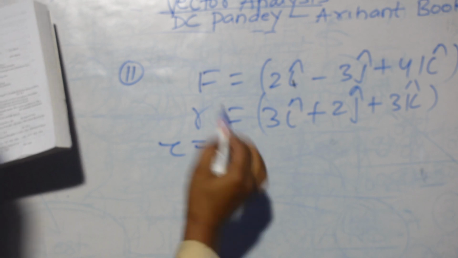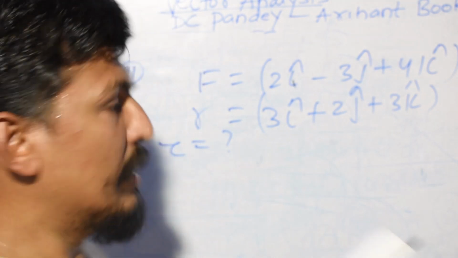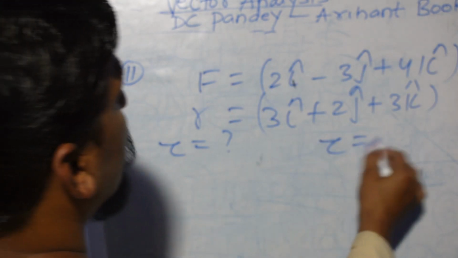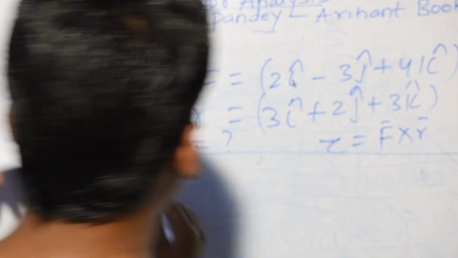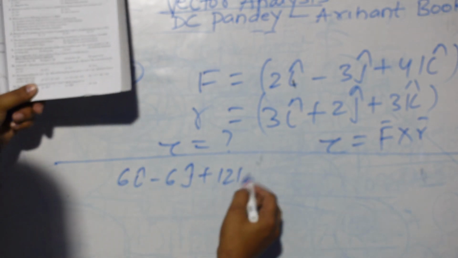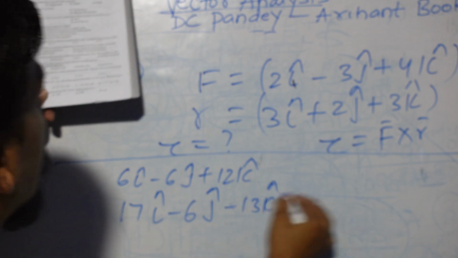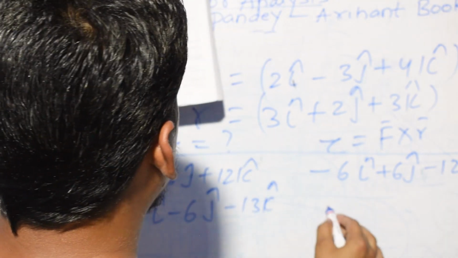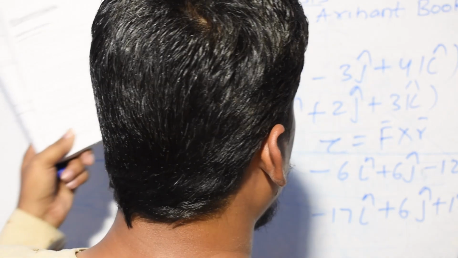Now torque. Again, I had already discussed in the last 10 minutes that torque is a vector quantity, and torque is defined as the cross product of F and r. First of all, I am writing the options here: 6I minus 6J plus 12K, 17I minus 6J minus 13K, minus 6I plus 6J minus 12K, and the fourth answer is minus 17I plus 6J plus 13K.